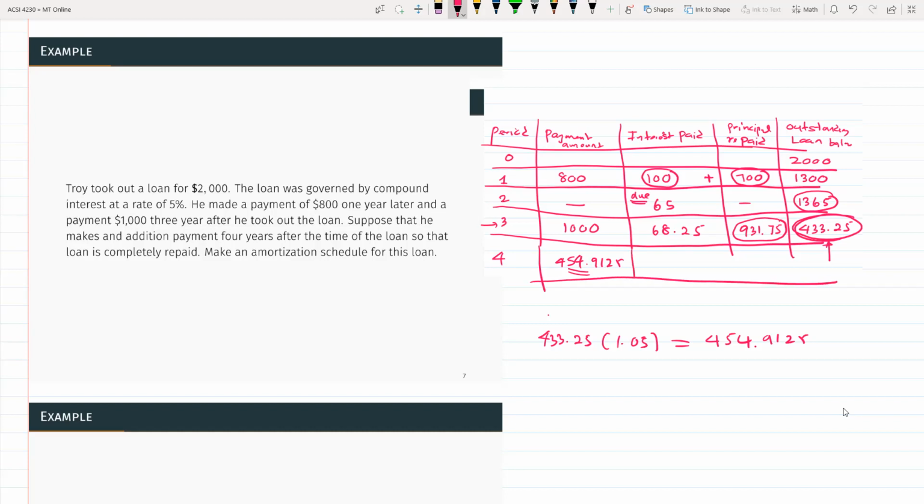So how is it going to be divided? First the interest portion. That would be $21.6625. And then when you take that out of the payment, the principal repaid would be 433.25, and the remaining balance would be 0. So we paid off the loan. We had to make a payment of this much at the end of the fourth year to pay off the loan.